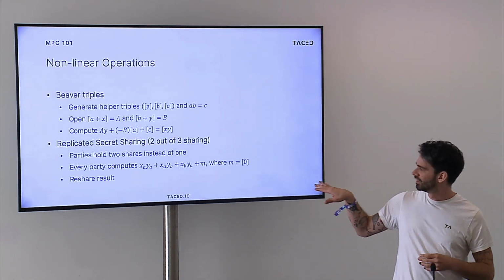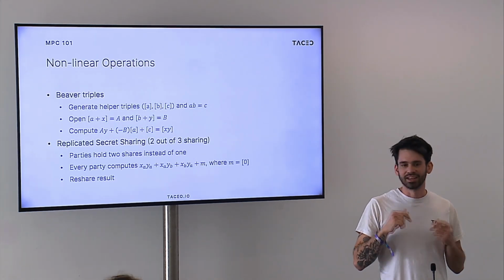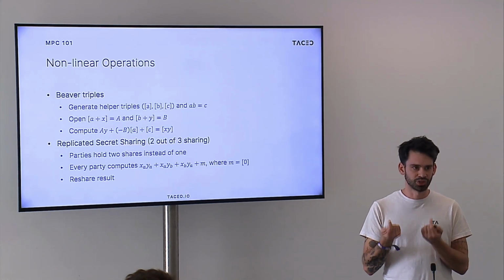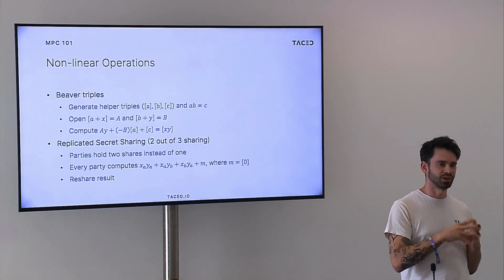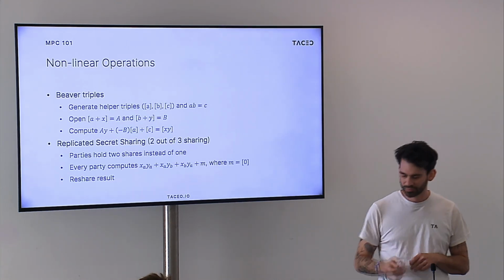And then they compute this small formula down there. Afterwards, as everyone has to have two shares, we have to send the share that we just computed with this formula to the next party.